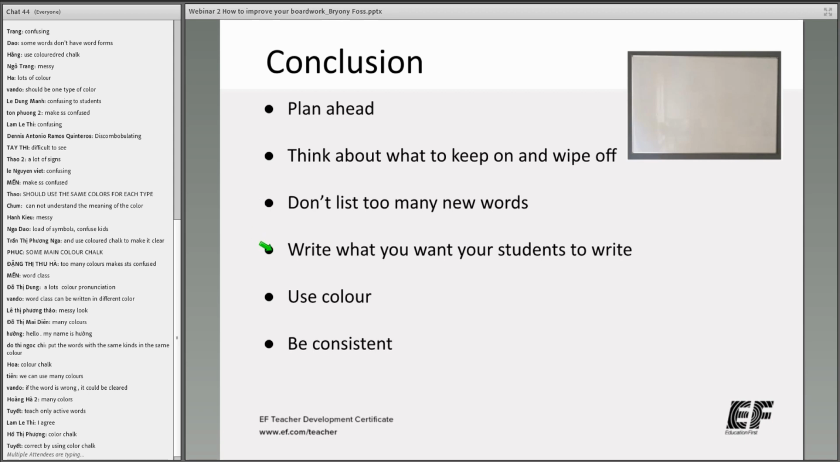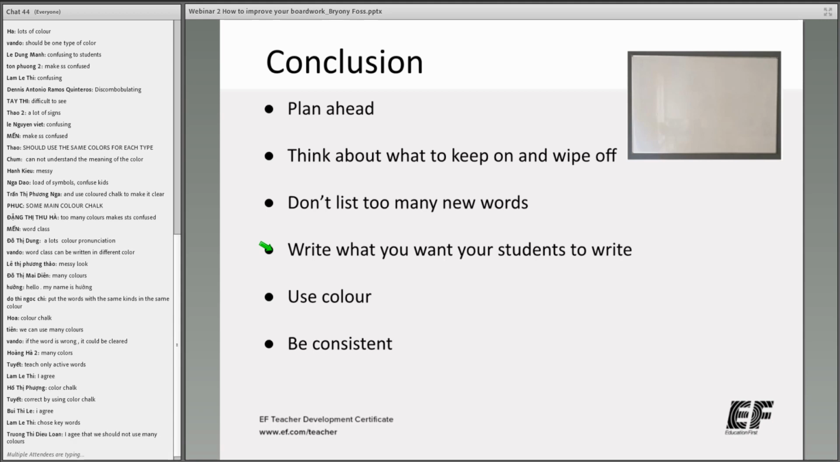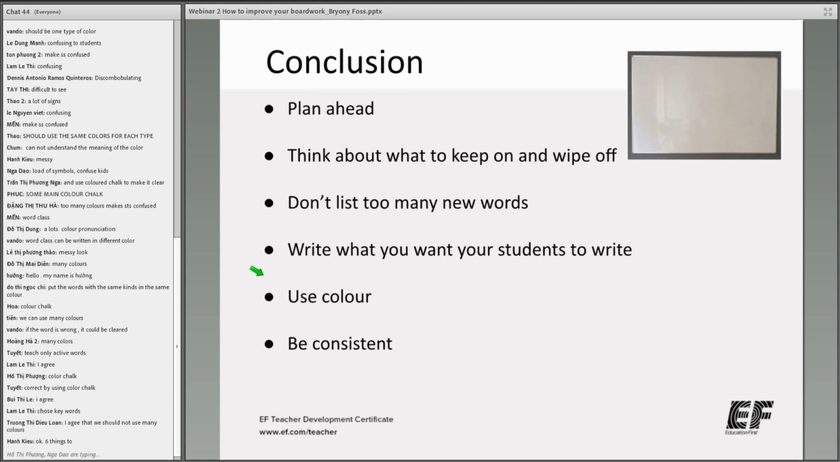Next, we spoke about writing what you want your students to write down, because remember, they will copy you. I have seen many students who want to write every single thing the teacher has written on the board. So be very selective and remember to think about this during your planning stage. Also, be careful about spelling.